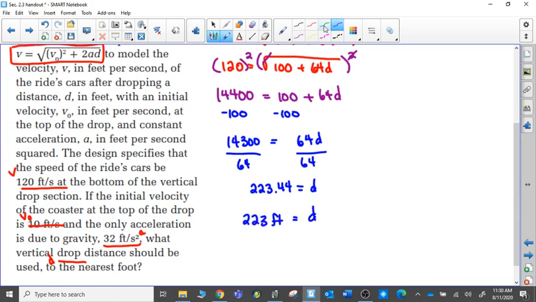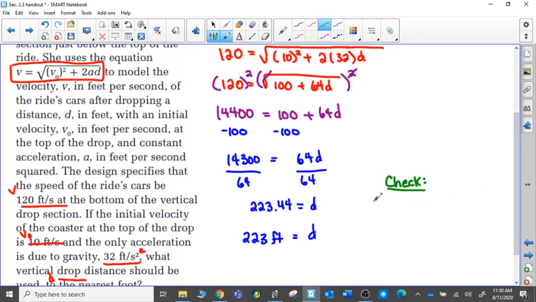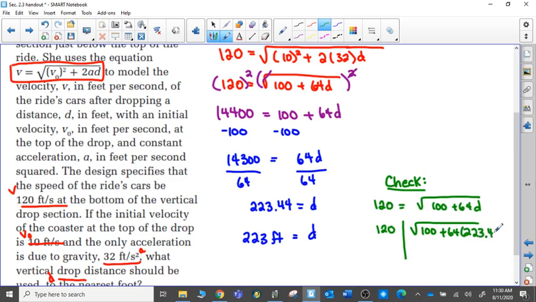But keep in mind, this is a radical equation. So before I do anything, I need to make sure that I do a check. So the equation that we were solving was 120 equals the square root of 100 plus 64d. Dropping the line down, of course, the 120 on that side. And 100 plus 64 times. Now I'm going to put a few decimal places in. We've already rounded off. And so that's going to make our answer slightly different. It's not going to work out to perfectly 120.